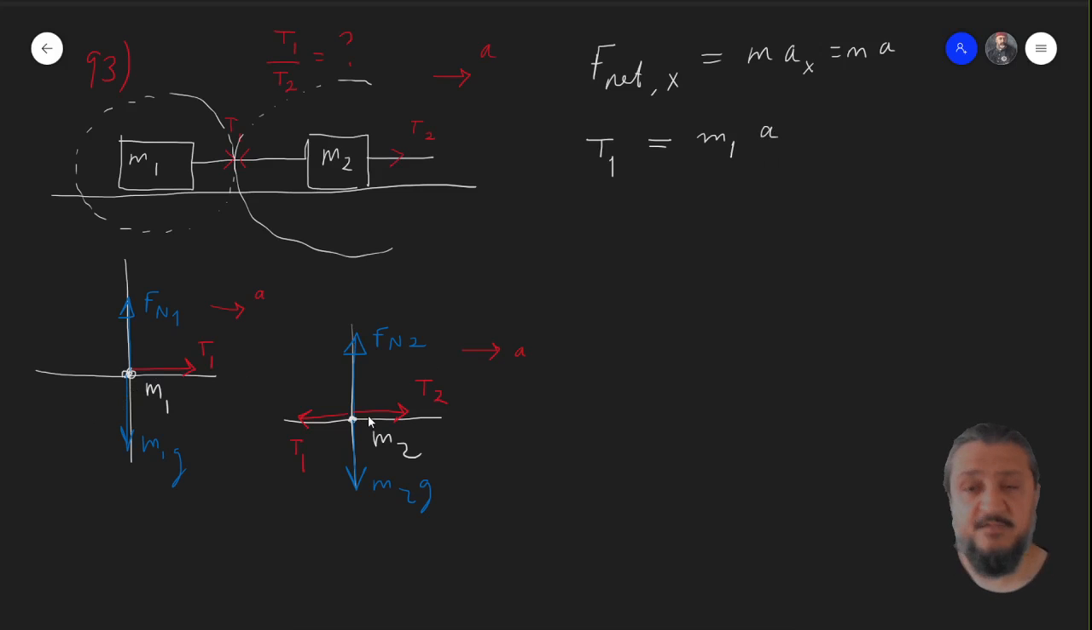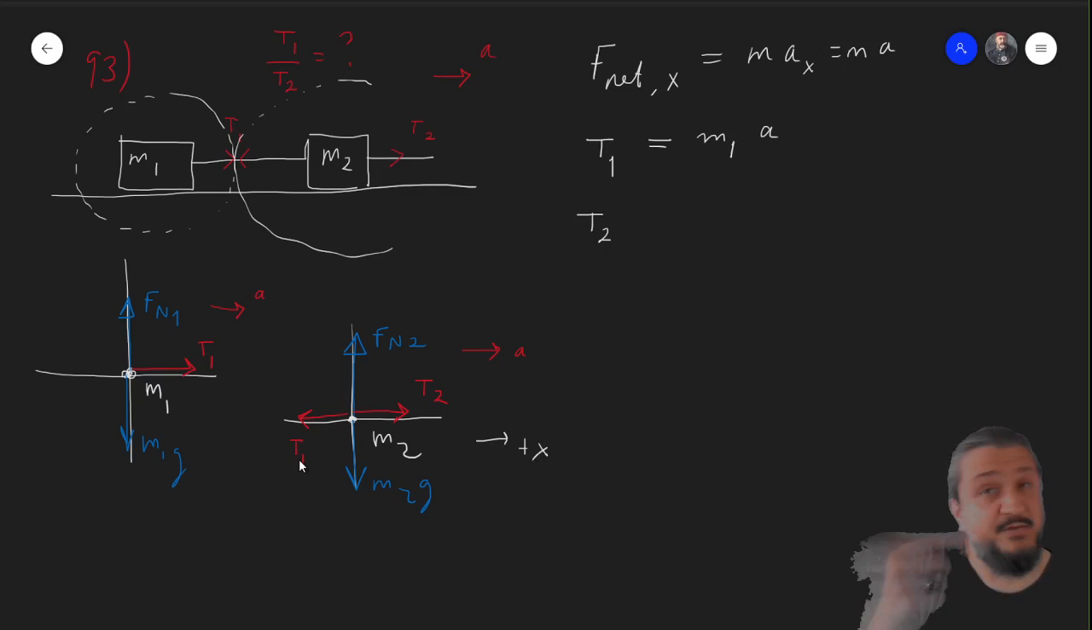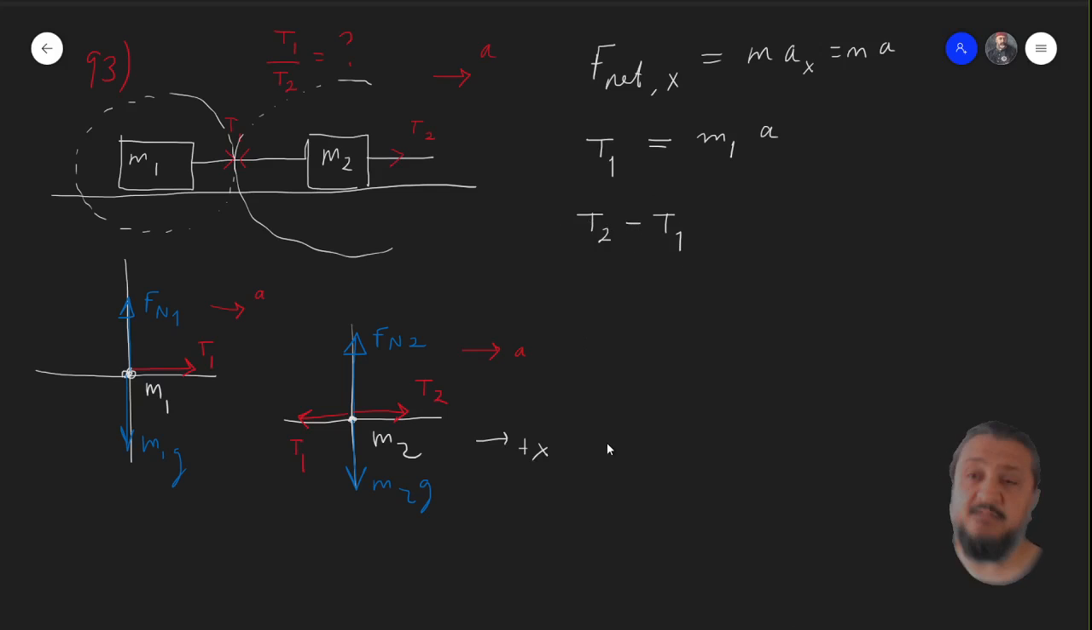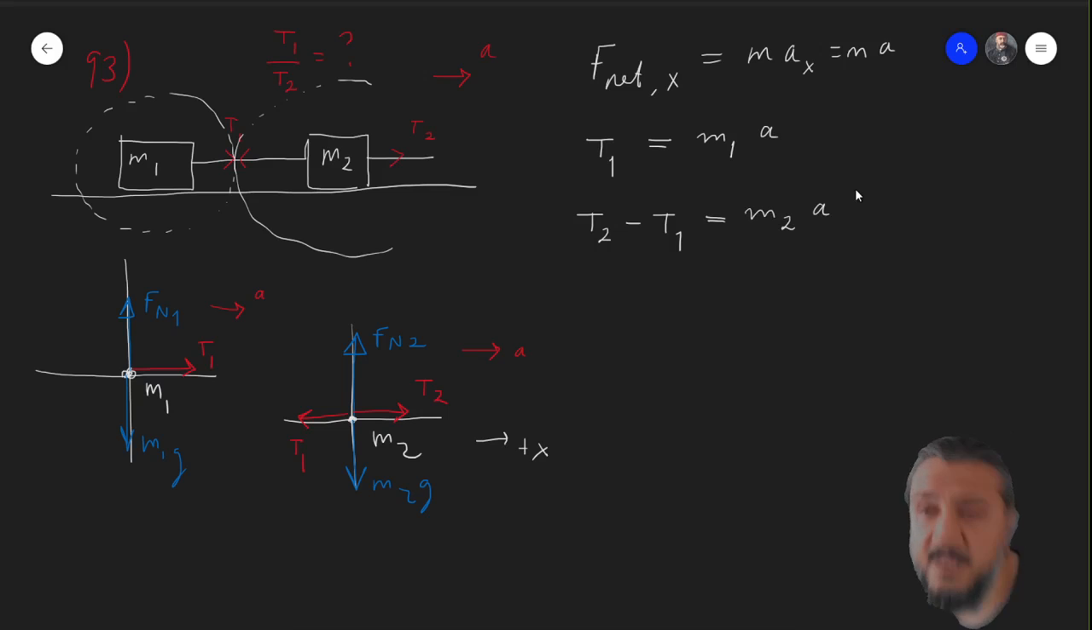That's it. From the second free body diagram, what do I have? I have T2 now pointing to the right, therefore positive. This is the positive direction, positive x, let's say. But T1 is pointing to the left. So it goes into the equation with a negative sign, minus T1. That will be equal to mass times a. What is mass? M2, not M1, but M2 times a. That's it. So that's my second equation.